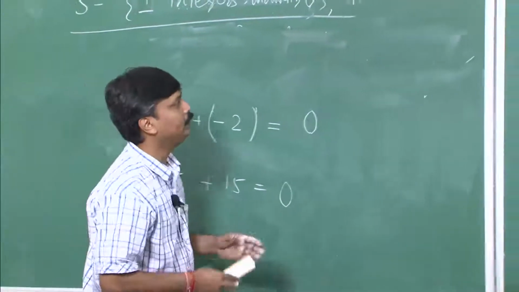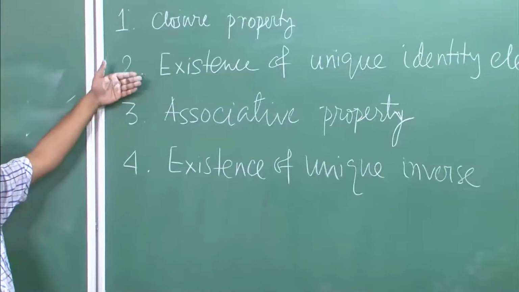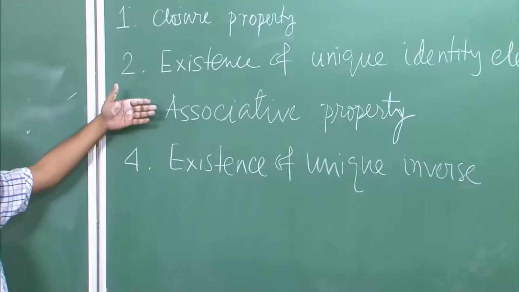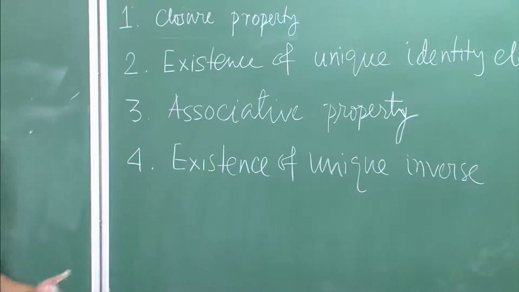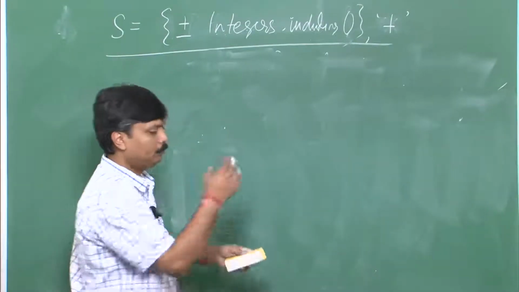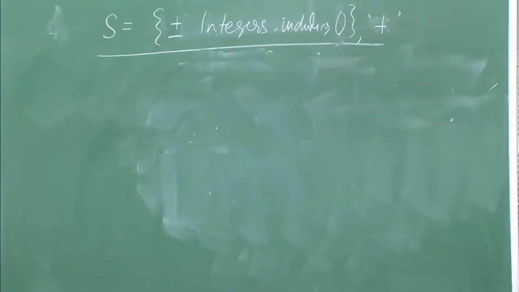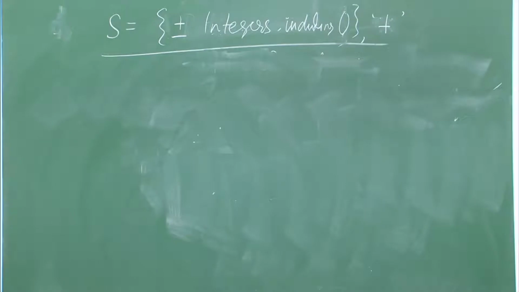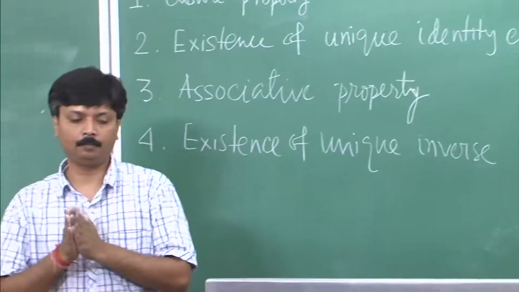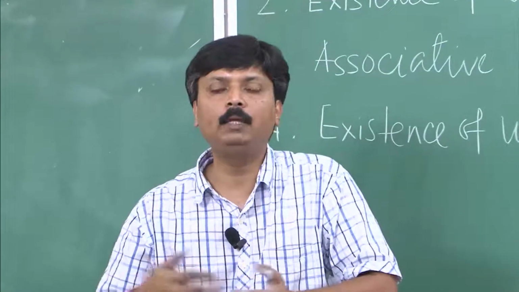So I found out that all the conditions, closure property, unique identity, associativity, as well as the existence of unique inverse, hold good under the binary operation plus. So we can call that the set of all positive, negative integers including 0 forms a group under binary operation addition.